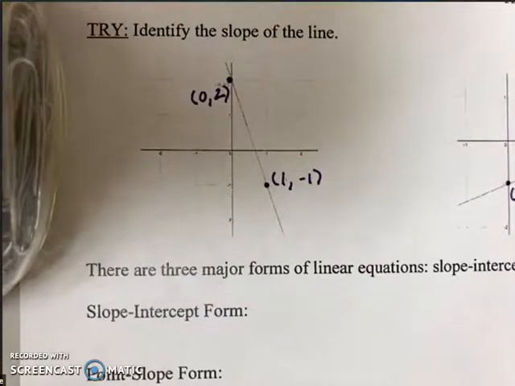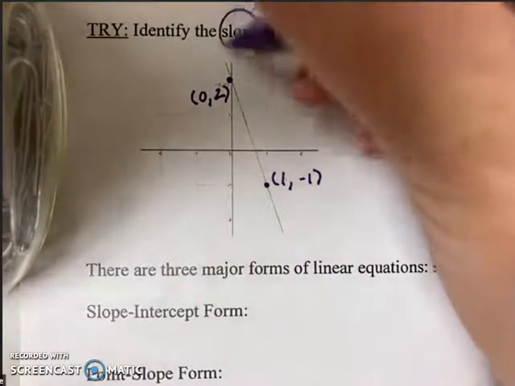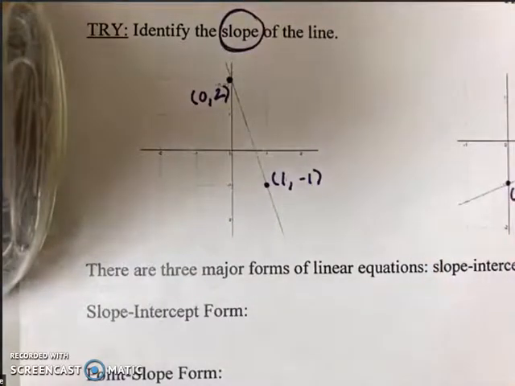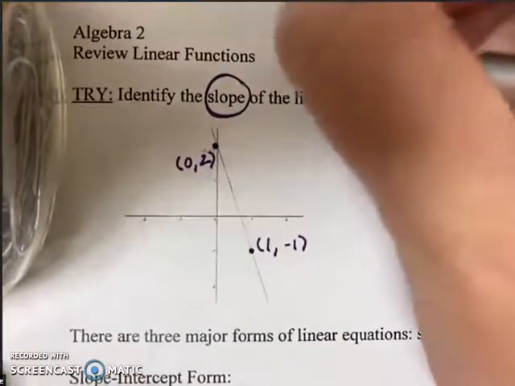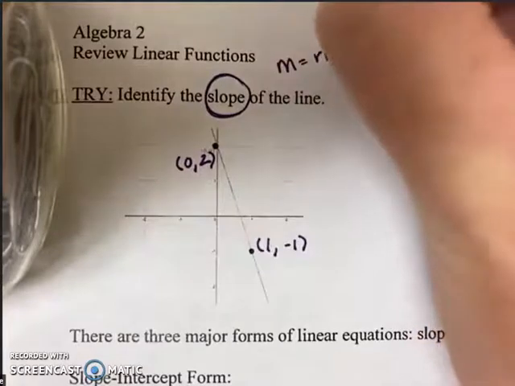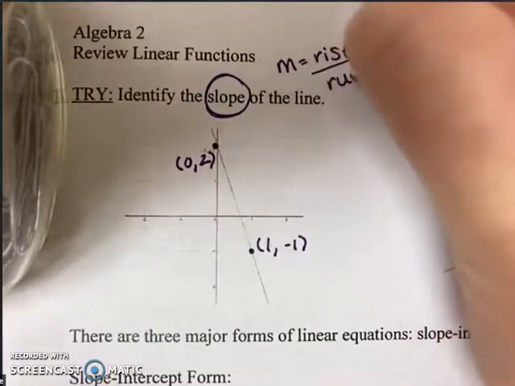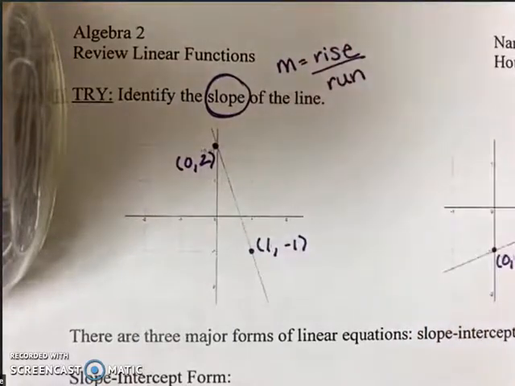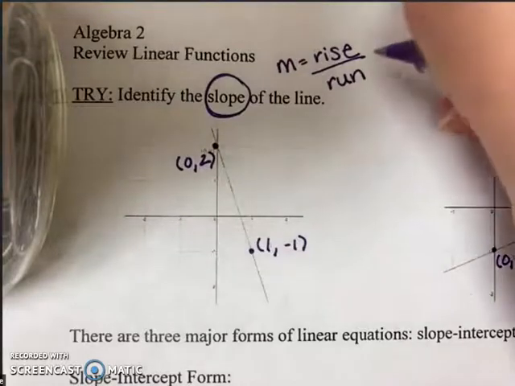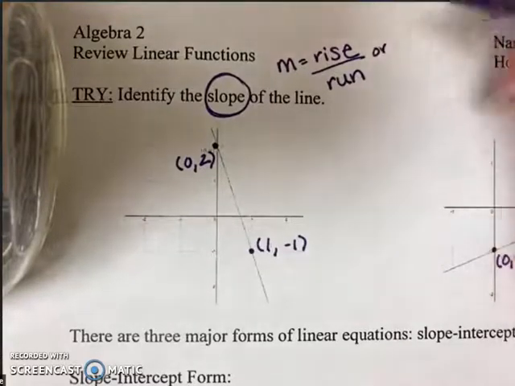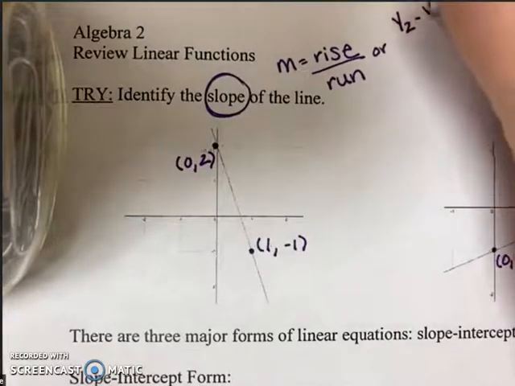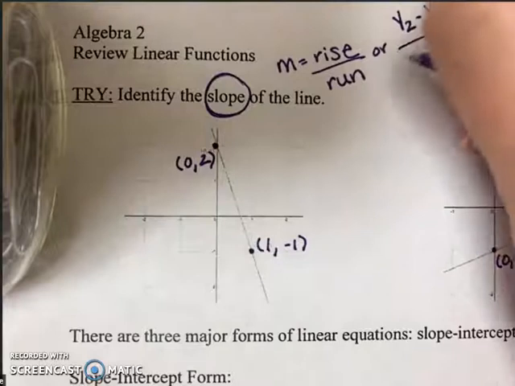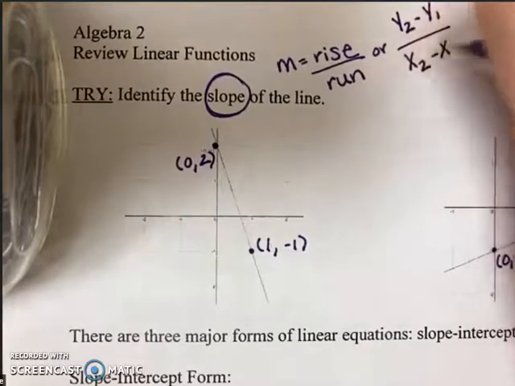Hopefully you didn't have any difficulty there. When we're thinking about the slope of a line, remember slope is equivalent to rise over run. Or some of you may have used the equation for slope, which is the difference of the y values, y2 minus y1, over the difference of x values, x2 minus x1.